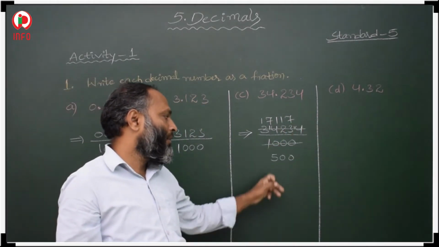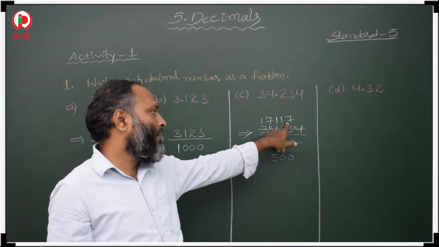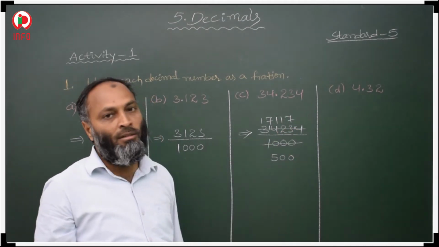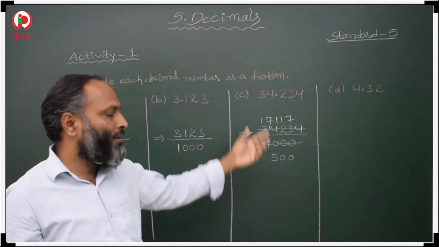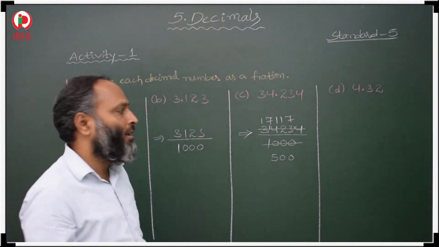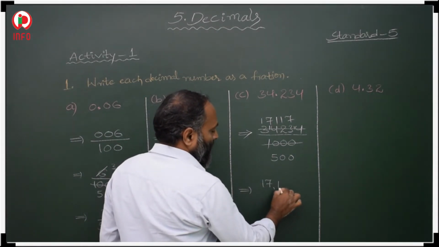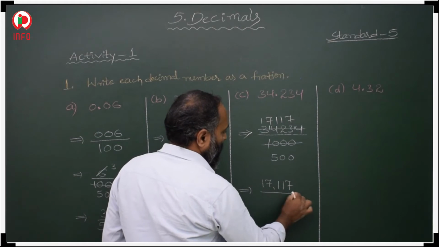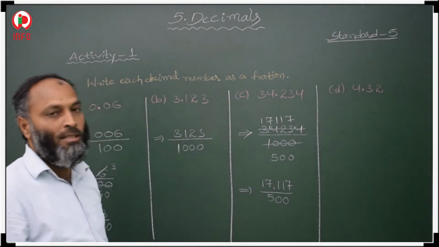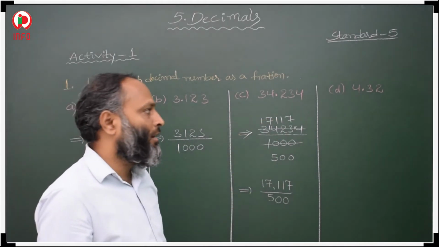17117 divided by 500. Here the last digit is a prime number and here it is 0. If the last digit is a prime number and here 0, there is no cancellation, nothing. So no need to check in other tables. So simply you stop here and write 17,117 divided by 500. This is the simplified form of this decimal number as a fraction.